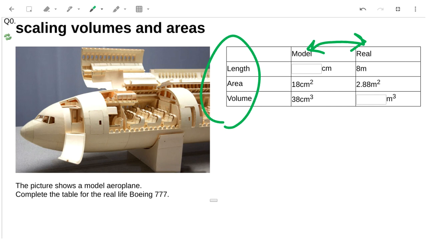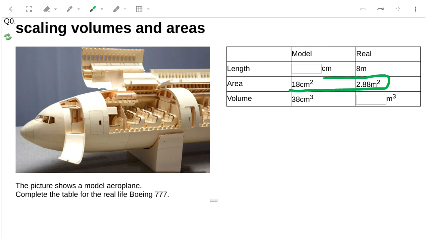But you must remember that the relationship is not the same for every row. I'll go into a bit more detail later, but let's start with the area row. I know that one. It's given both the data points. So I've got 18 centimeters squared and 2.88 meters squared.